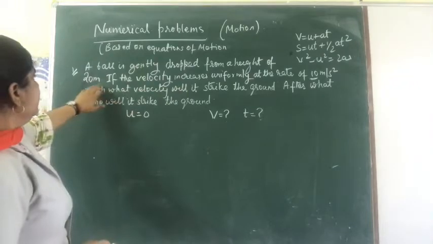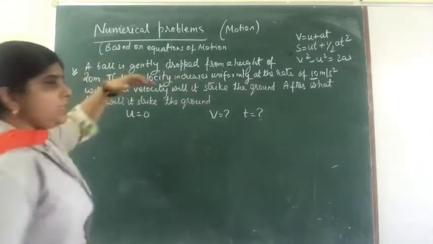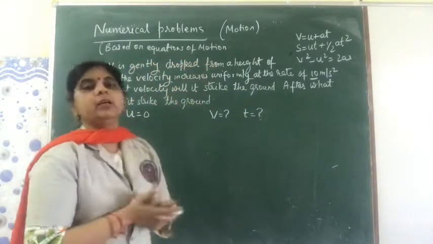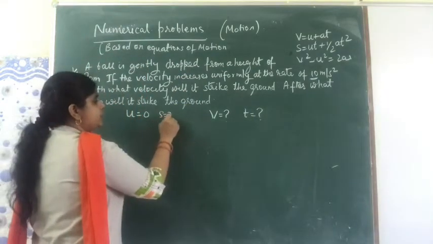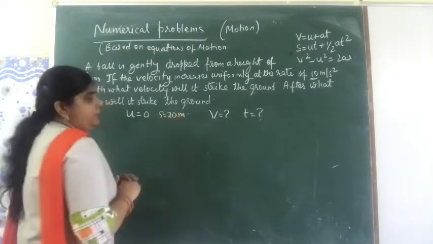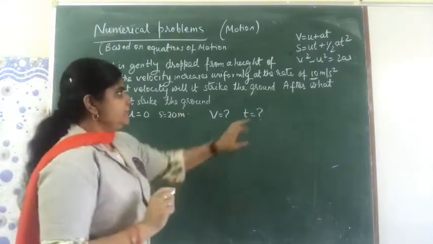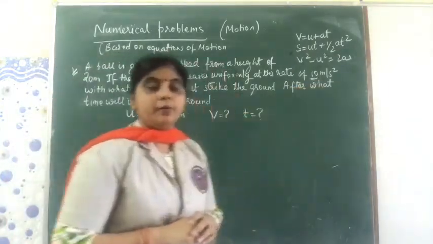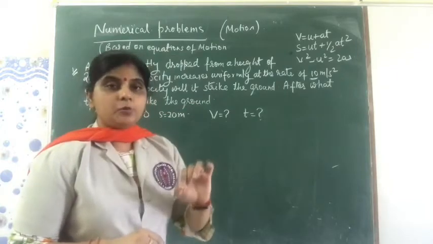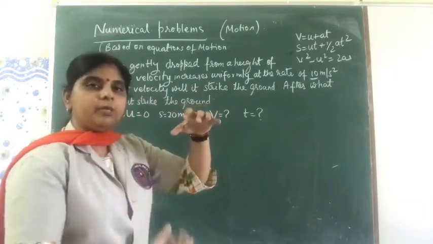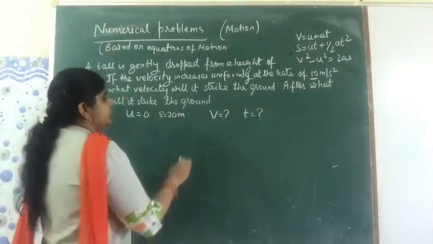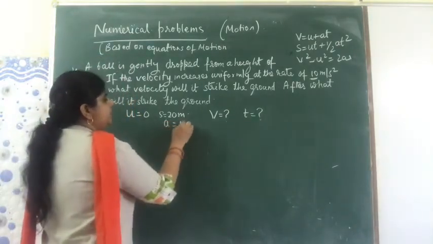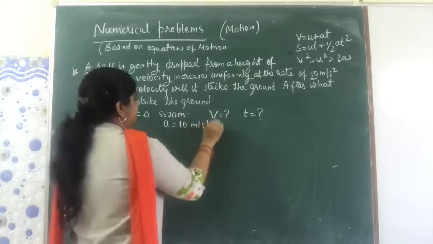And what else is given? Height of 20 meter, means the ball will be traveling a distance of 20 meter. So s value is 20 meter, correct? Anything else given? Yes, see this figure, 10 meter per second square. It is the acceleration with which it is reaching towards the ground, correct? So acceleration is given as 10 meter per second square.